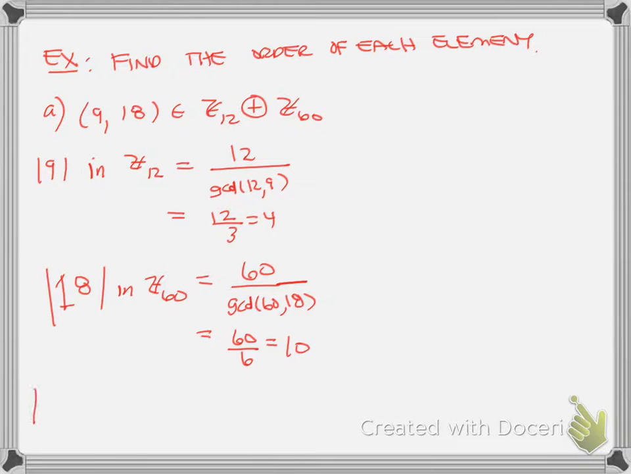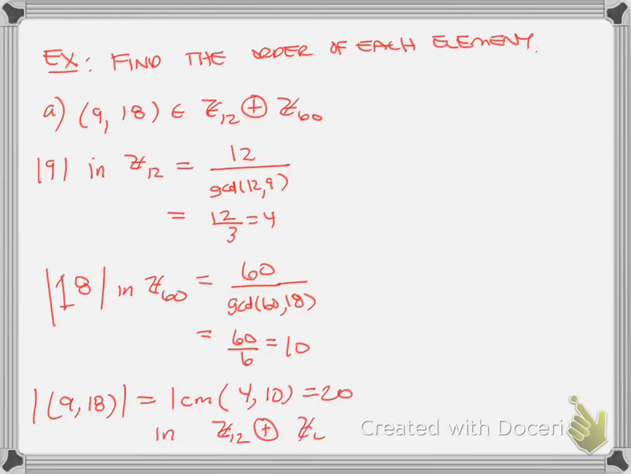And so the order of (9, 18), okay, is the LCM of 4 and 10, which is 20. And of course, we're in Z12 cross Z60.